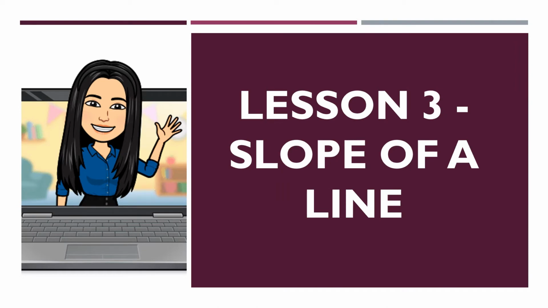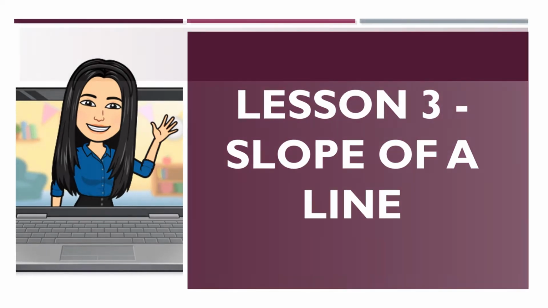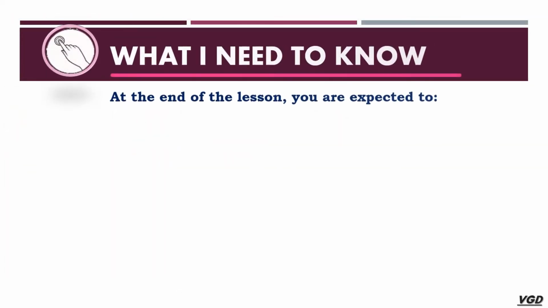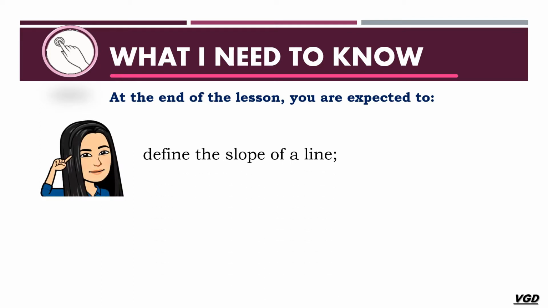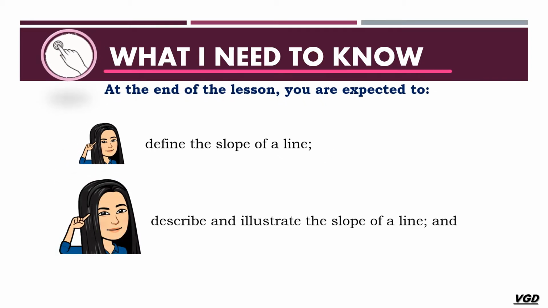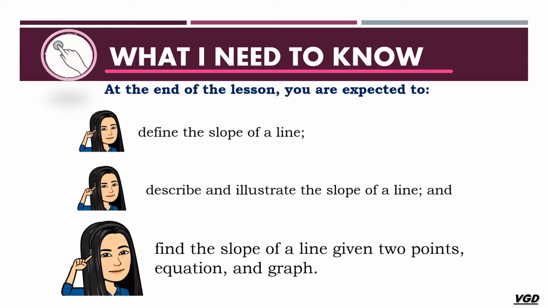We are now on the last lesson of Module 7, Lesson 3, Slope of a Line. What I need to know. At the end of the lesson, you are expected to define the slope of a line, describe and illustrate the slope of a line, and find the slope of a line given 2 points, equation, and graph.